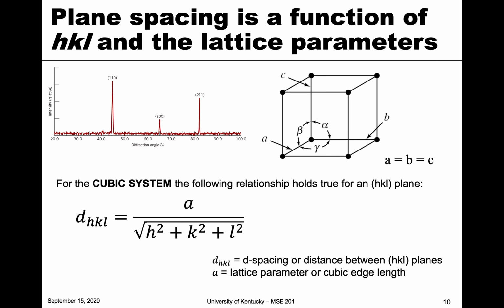All right, so we can take those from the peaks. We will get DHKL values from Bragg's law, and we can take that interplanar spacing DHKL and find the lattice parameter A, which tells us about the structure of this material. So we can use the HKL values and the D spacings to obtain what structure we have and what the lattice parameter of that structure is. That's what X-ray diffraction can tell us.